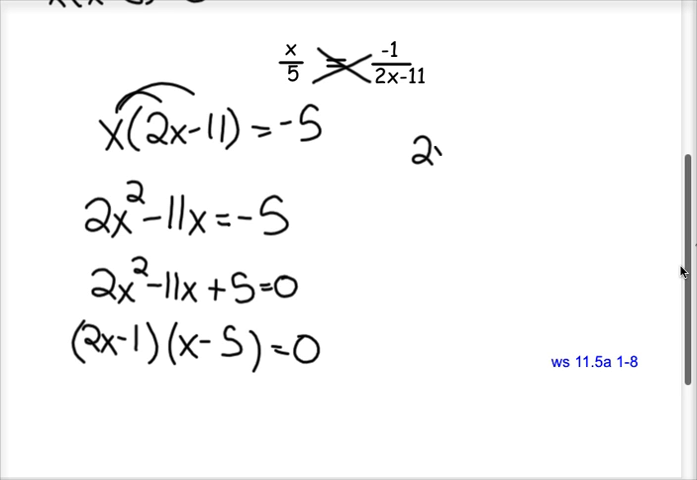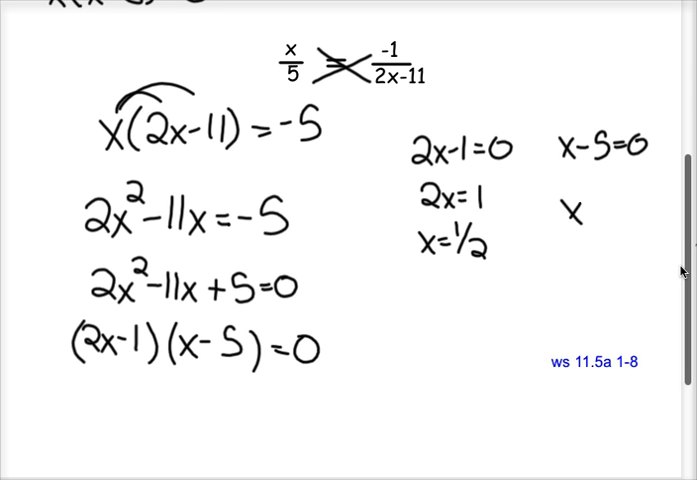Next, zero product property says set both pieces equal to 0. So over here you have to add 1 and divide by 2. Over here you just have to add the 5. But then you've got your two solutions, your two answers.